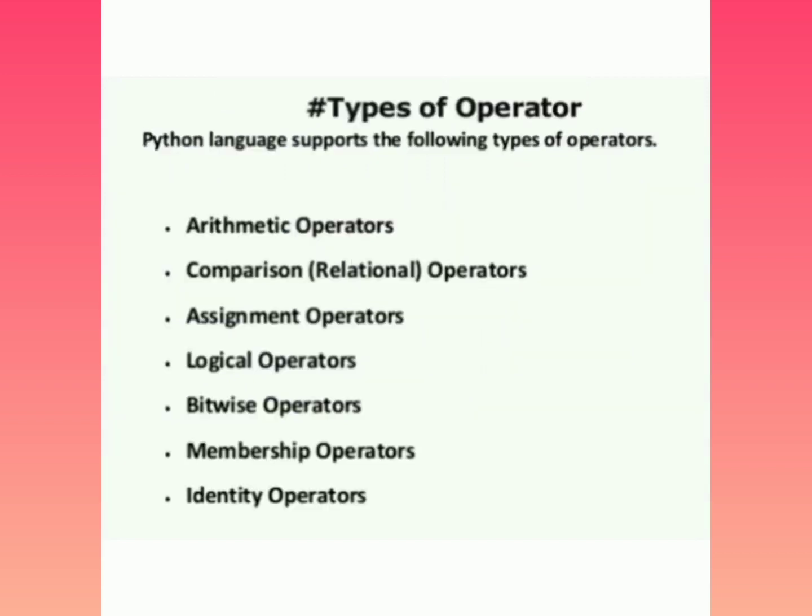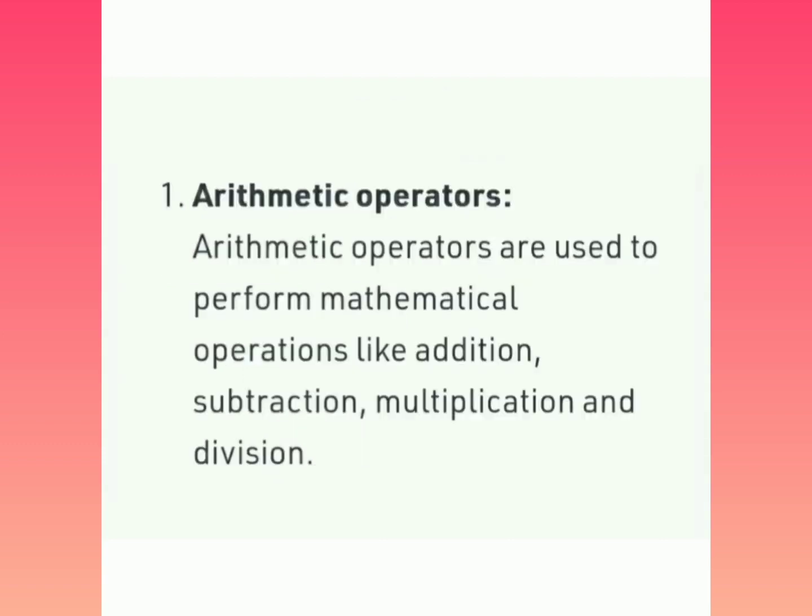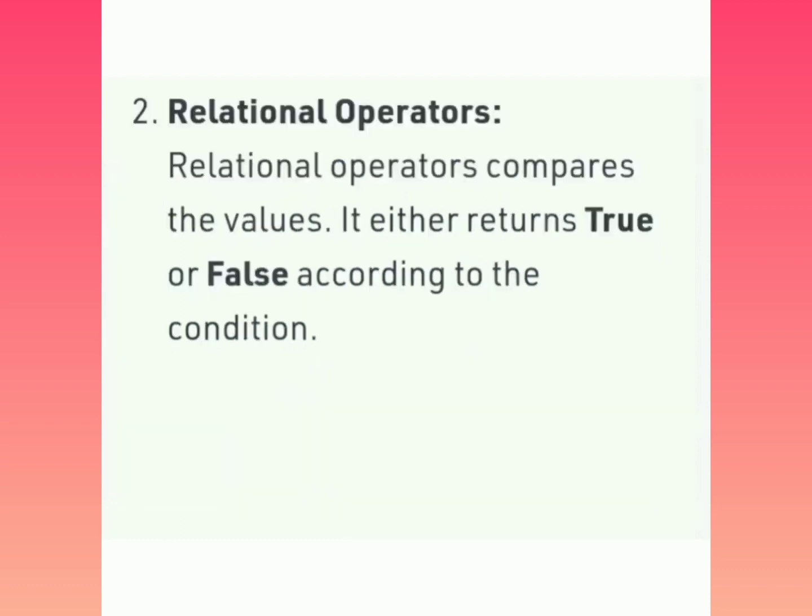Types of operators. Python language supports the following types of operators: arithmetic operators, relational operators, assignment operators, logical operators, bitwise operators, membership operators, identity operators. Arithmetic operators are used to perform mathematical operations like addition, subtraction, multiplication, and division. Relational operators compare the values. It either returns true or false according to the condition.